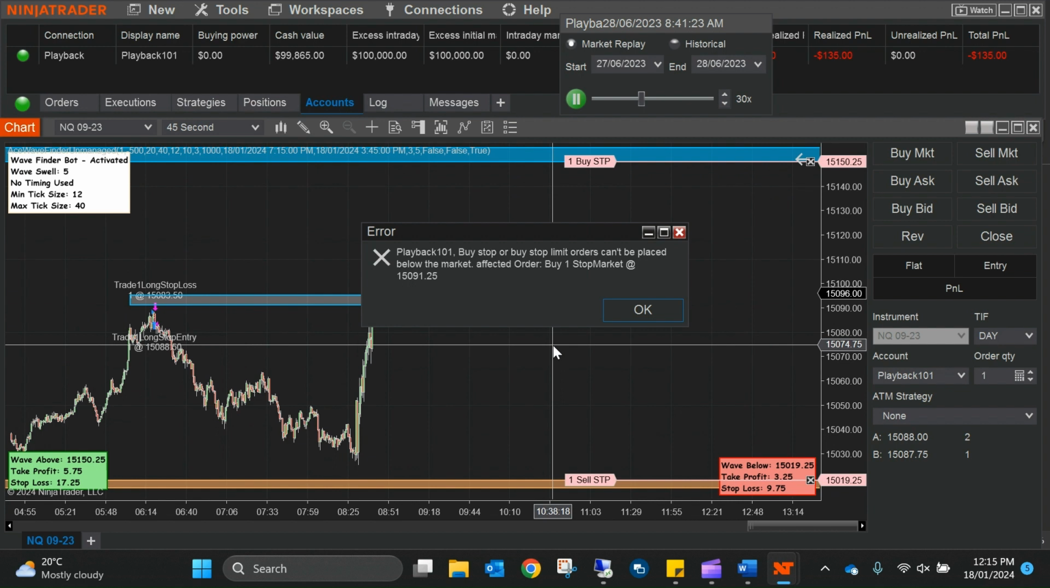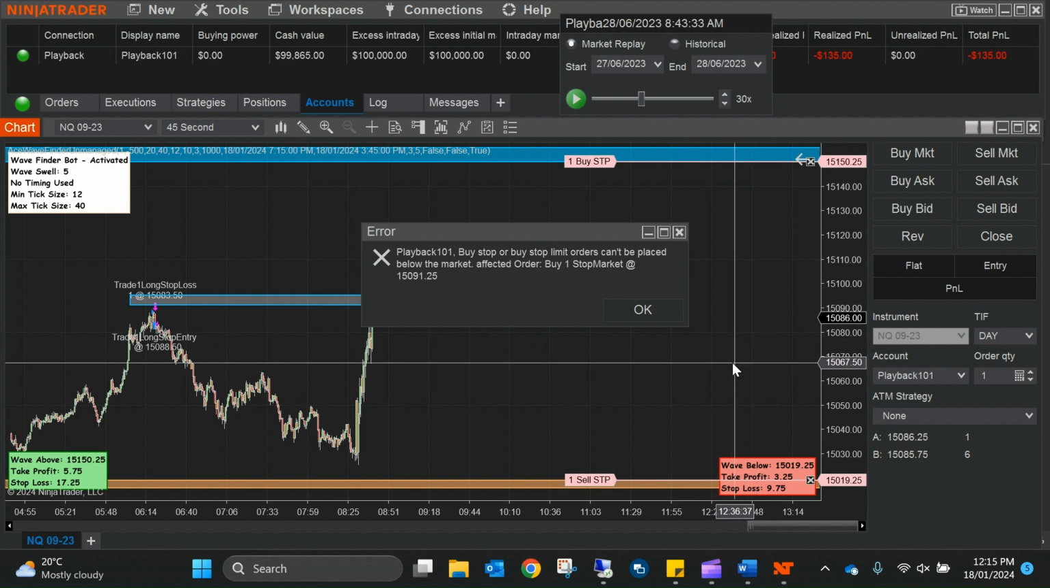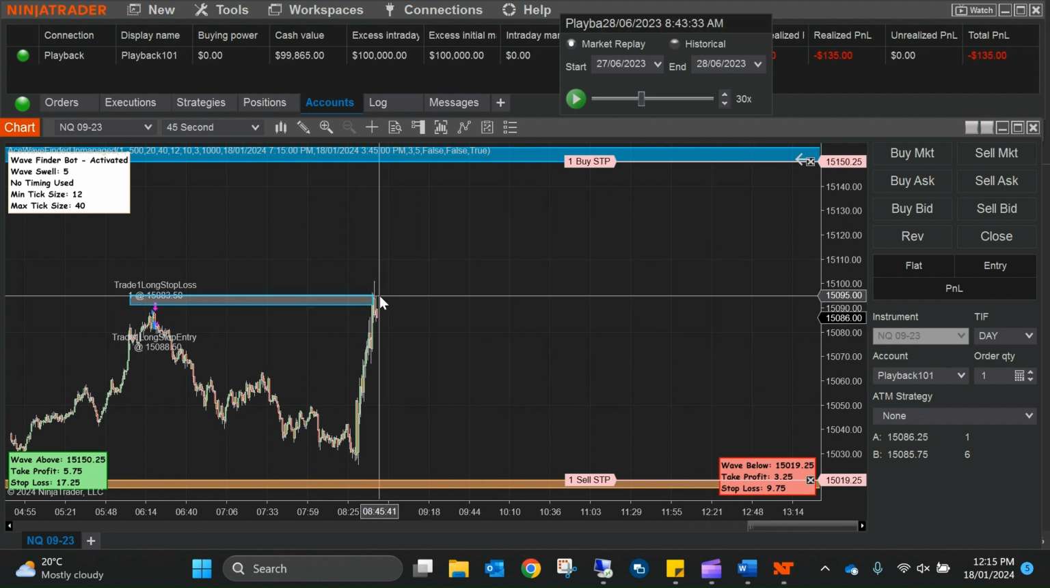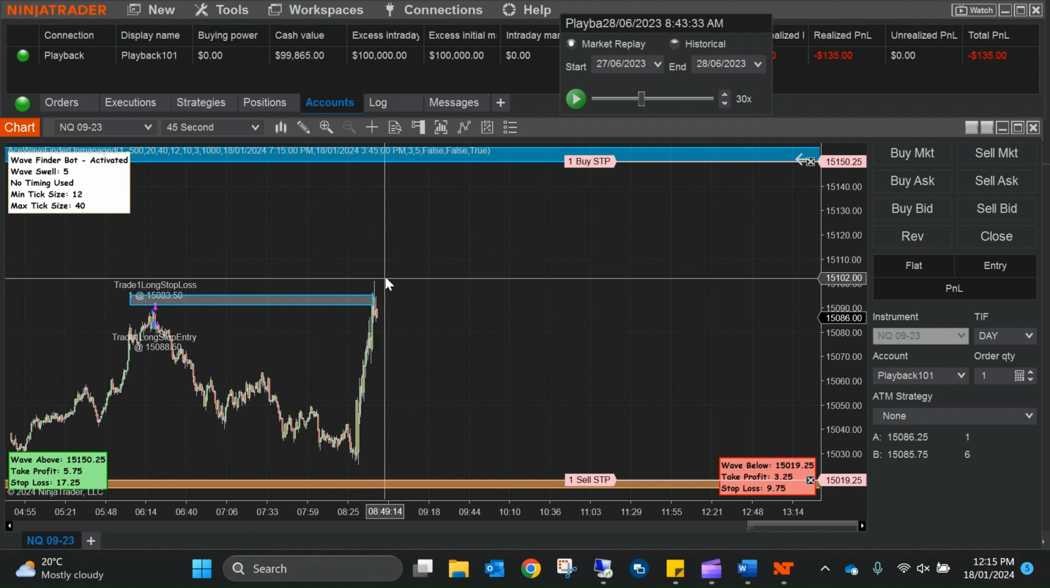There's a nice push there, and see, there is an error. It's just an error, but I'm just going to pause it there. The bot has not stopped. This error is just saying that we're unable to put a buy stop because price moved too quick for that wave. Okay, price happened way too quick, so it wasn't able to do it, which is fine.